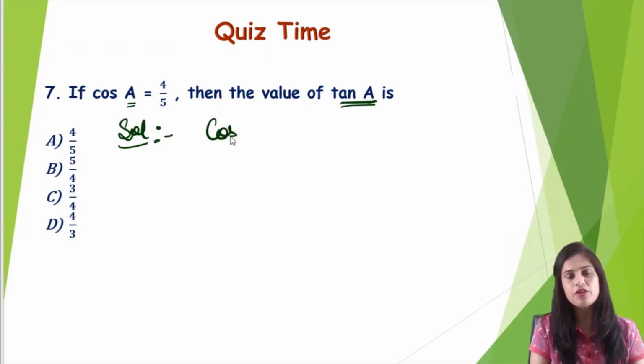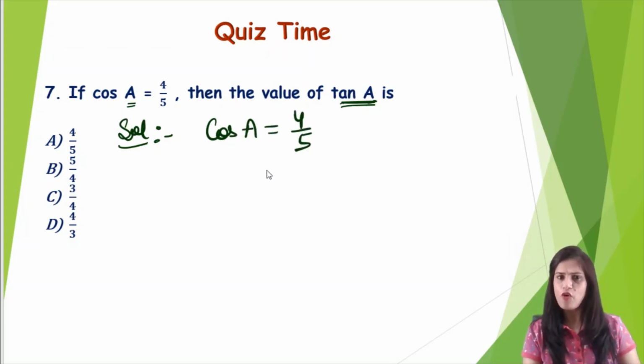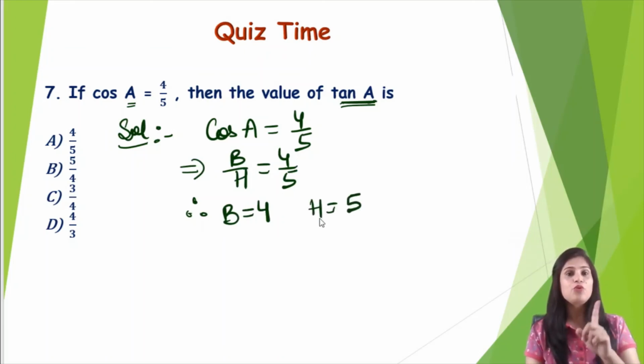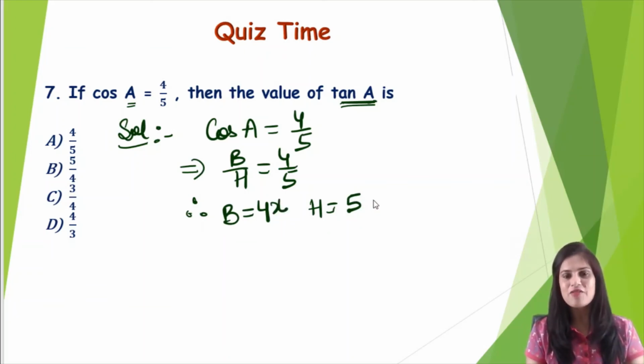We have given cos A is equal to 4 by 5. What is the ratio of cos? That is B by H. This implies that B by H is equal to 4 by 5. So therefore, can we say that base is 4 and hypotenuse is 5? No, they are in ratio. So base can be written as 4x, Mr. X in maths, and 5x for hypotenuse.